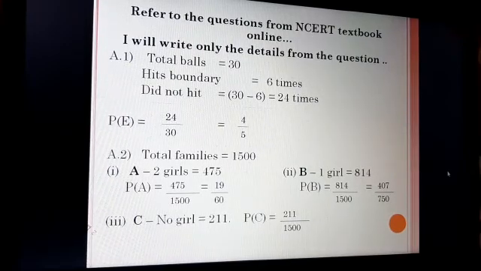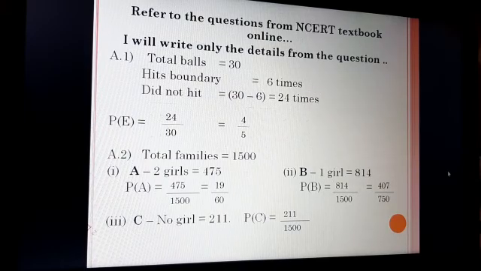See, the first one. In the question, it was given that in a cricket match, a batswoman hits the boundary 6 times out of a total of 30 balls, and we must find the probability of how many times she did not hit the boundary. So first we have to find the number of times she has not hit the boundary. Out of a total of 30 balls, she hits the boundary 6 times, so she did not hit the boundary 30 minus 6, that is 24 times. So the probability of the event will be 24 upon 30. After reducing it by 6, the sixes and the fives, we will get 4 by 5.